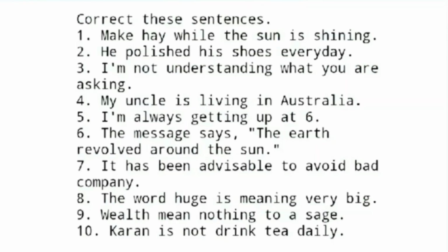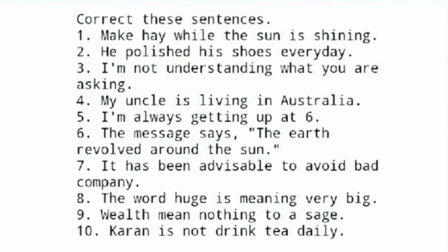By now, you might be familiar with simple present tense, its different forms, and when to use it. Let's do some practice exercises. In this exercise, there are some mistakes in the sentences and you have to correct them. I'll discuss some of these. Number 1, make hay while the sun is shining. Yes, you can find the mistake easily here. The correct sentence is make hay while the sun shines.